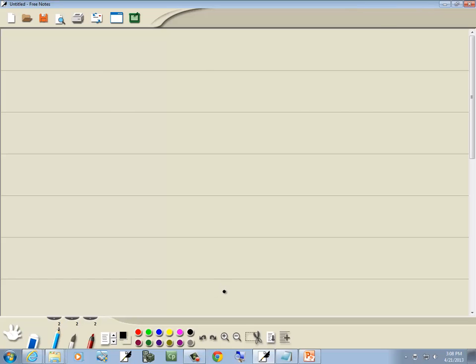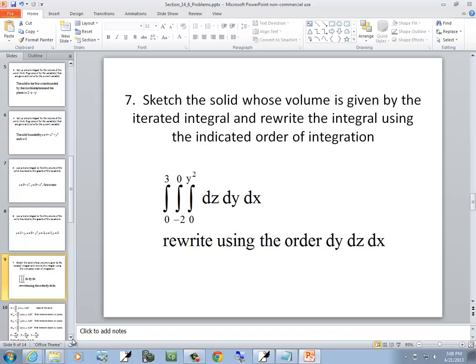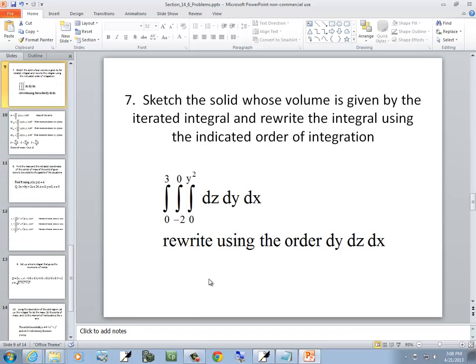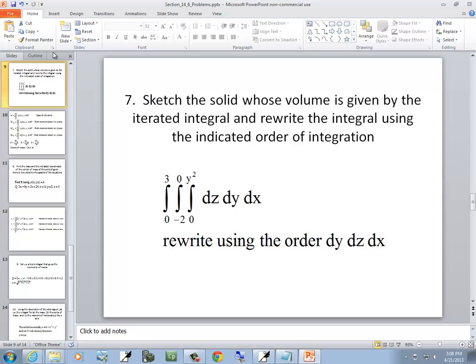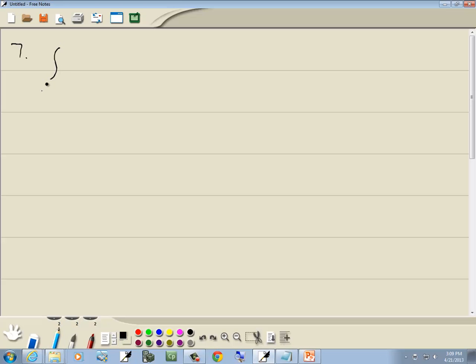And let's take a look at our next problem. This one says, sketch a solid whose volume is given by the iterated integral and rewrite the integral using the indicated order of integration. Doesn't want us to solve it or anything, just wants us to rewrite it. So the outer one is the x, so we're going from x equals 0 to x equals 3. And then the next one is y, so y is equal to negative 2 to y is equal to 0. Next one is z. Z is equal to 0 to z is equal to y squared. dz, dy, and dx.